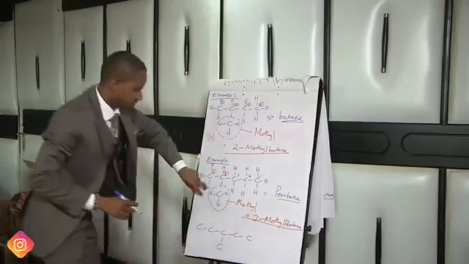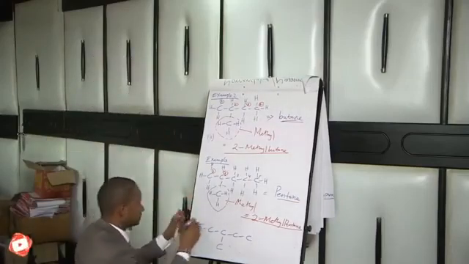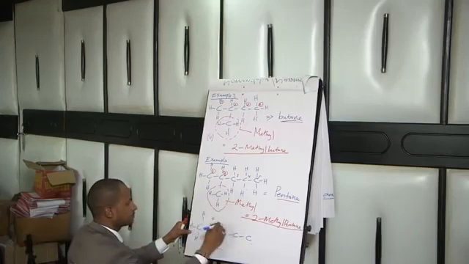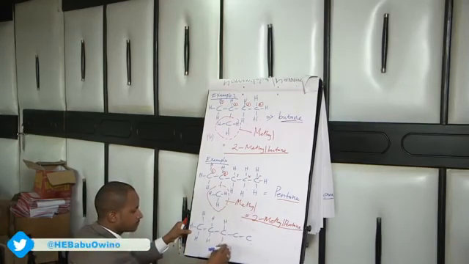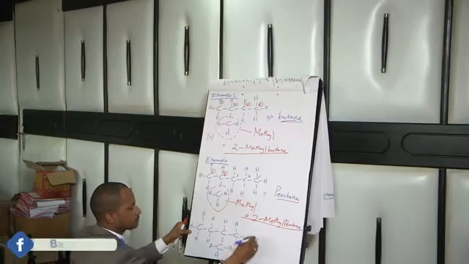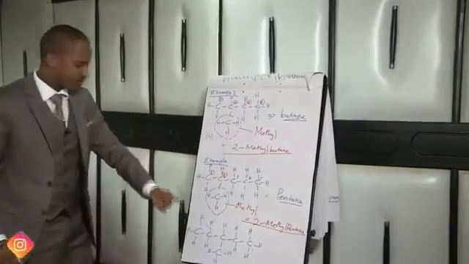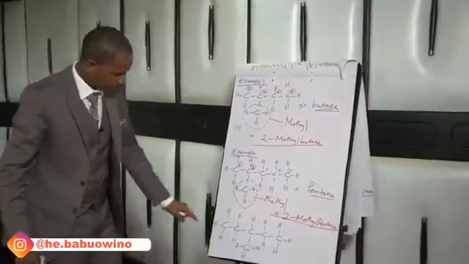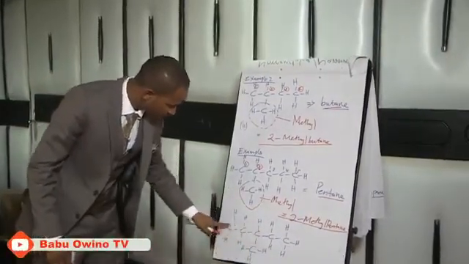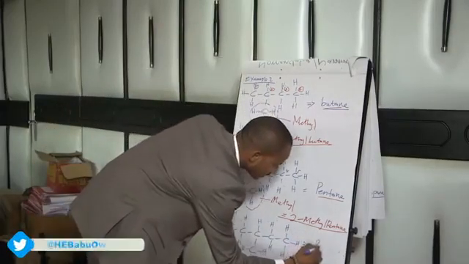Let me do this in a fresh. Okay, let's name this first. Step number 1, identify the longest continuous carbon chain, which is 1, 2, 3, 4, 5, or 1, 2, 3, 4, or 1, 2, 3, 4. So it is 5, which is a pentane.